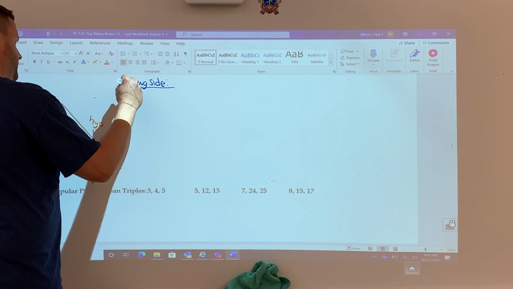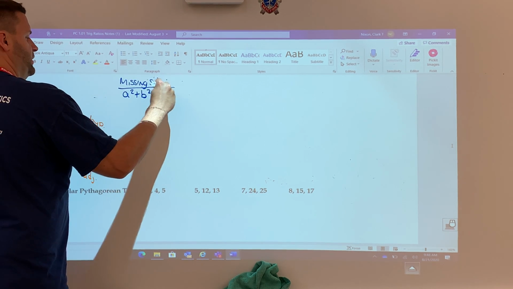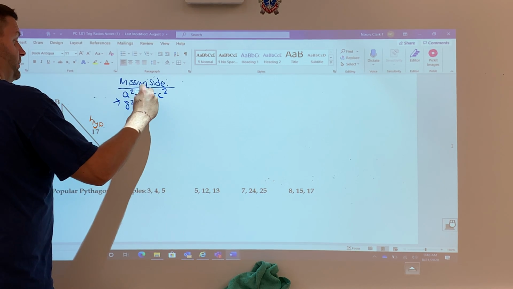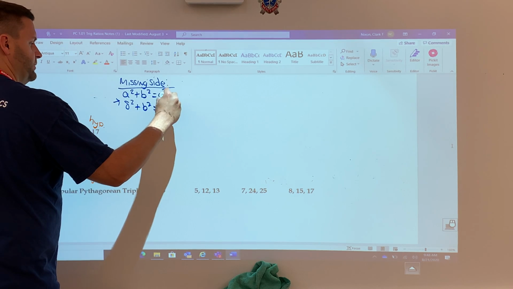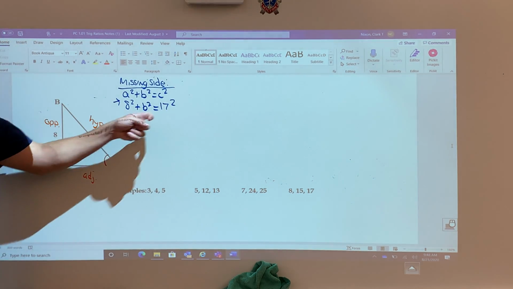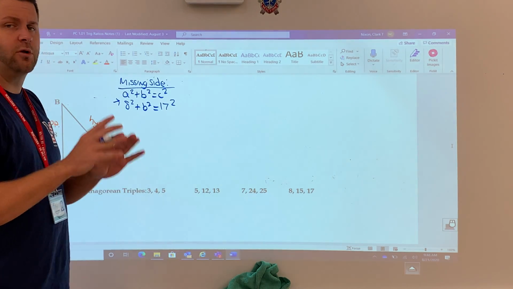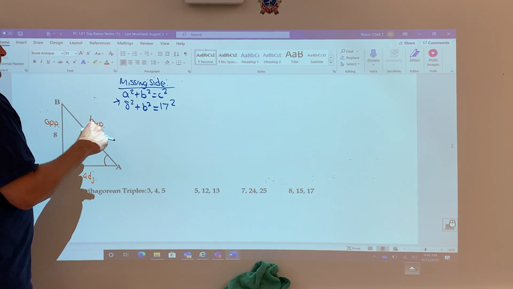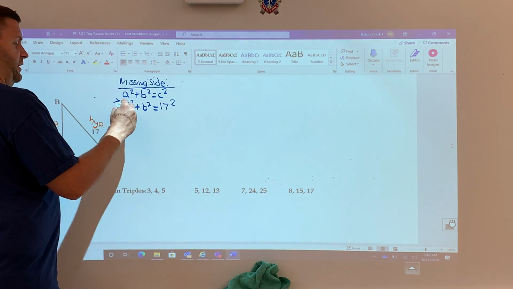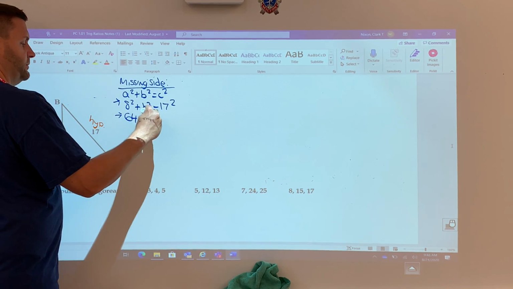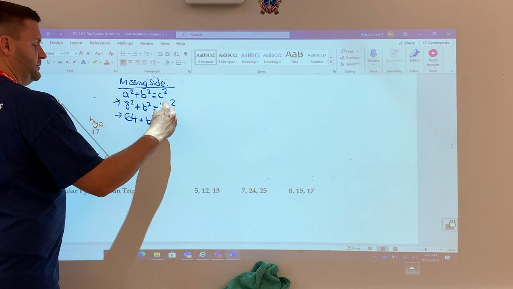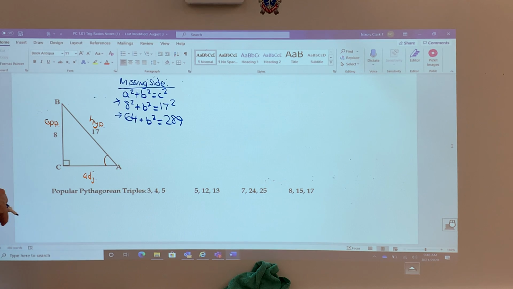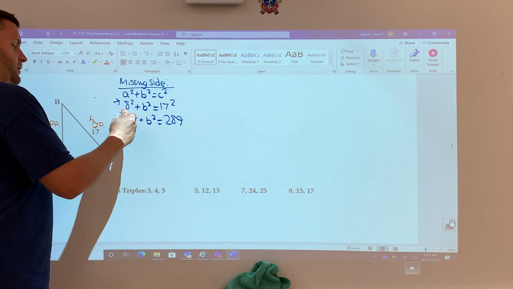Again, Pythagorean theorem. We're going to do a squared plus b squared equals c squared. This time I'm going to get 8 squared plus b squared equals 17 squared. Guys, the hypotenuse always has to be part of c. That's the only requirement. If I was to put 17 for b, that would totally mess this problem up. So let's continue with what we know. This is 64 plus b squared equals 289. Go ahead and solve for it.